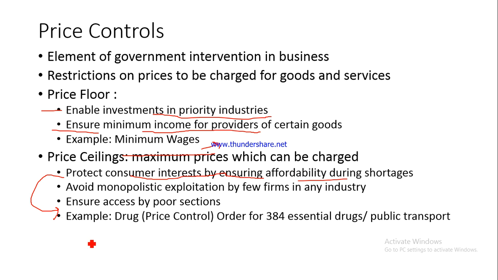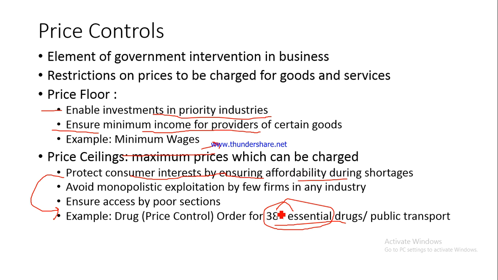Now this has happened in the case of the drug price control order for 384 essential drugs. Please understand, in India there is a drug price control order, and this order basically fixes the price ceilings for 384 essential drugs. So there are price caps. At times price ceilings are known as price caps, right? Because the cap is, you put the cap on your head, right? So that is why price ceilings are known as price cap. So the price cap has been fixed for 384 essential drugs.